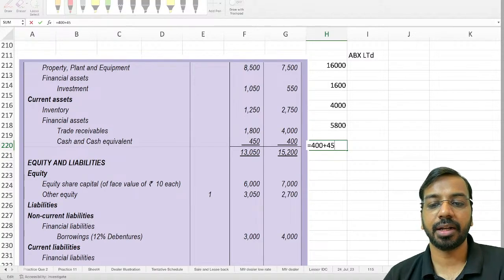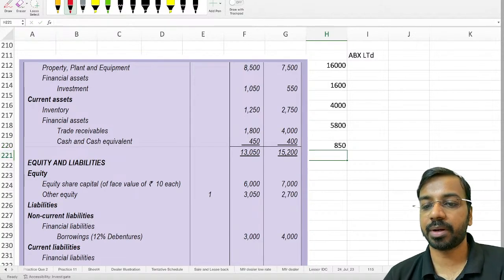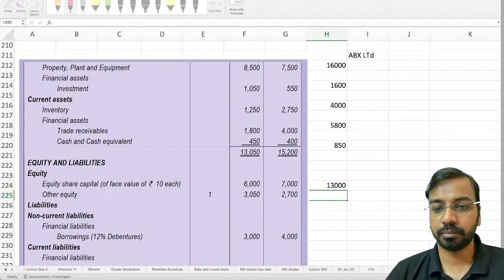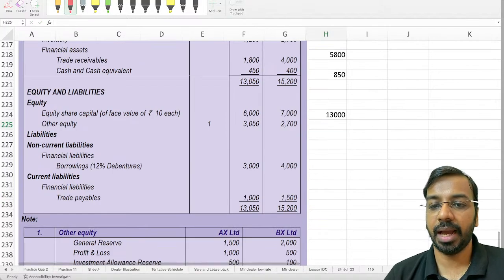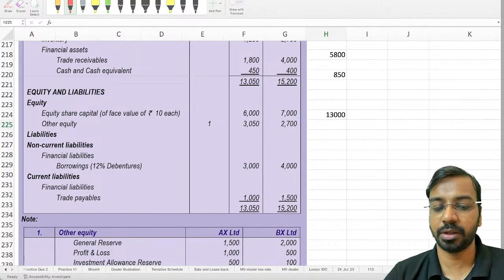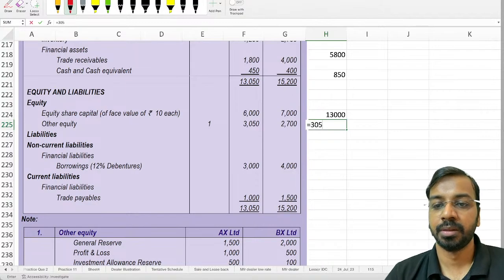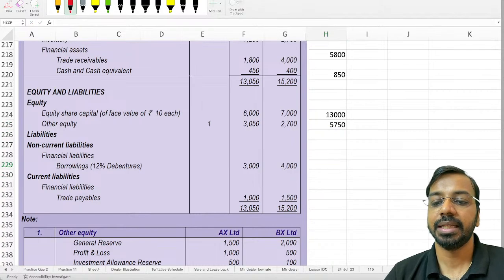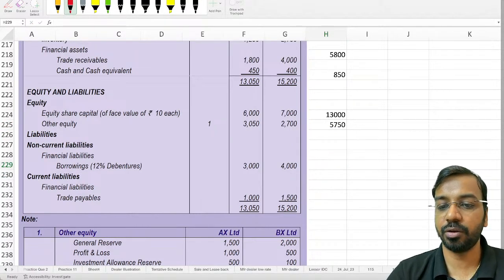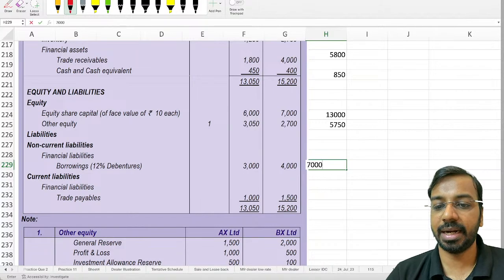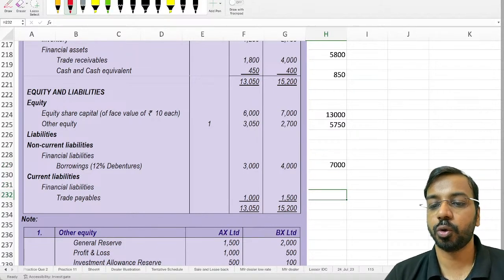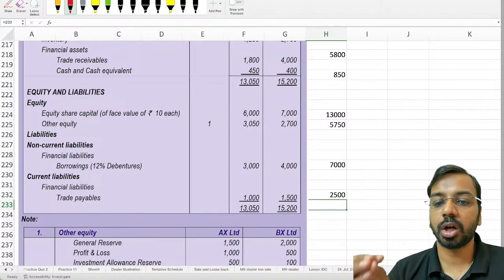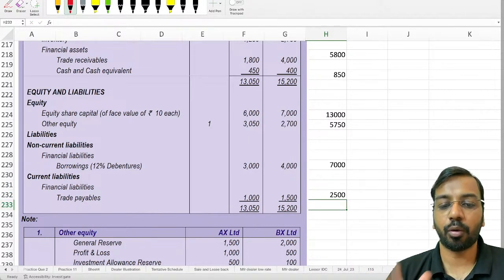Cash and cash equivalents 400 plus 450, that gives me 850. Now as far as the capital is concerned, we have issued 13,000, so 13,000 will be the capital. Other equity as it is, 3,050 plus 2,700, 5,750. Then debentures, they have said that they have issued new debentures, so you will take new debentures at 7,000 and trade payables 2,500. So this is how you will do when there is a common control transaction. This is how we will do the accounting for it.